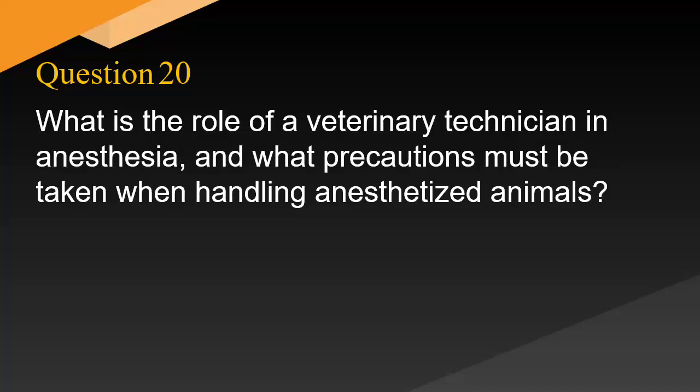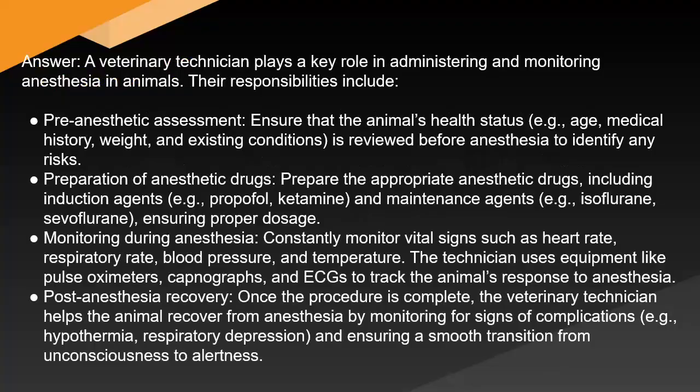What is the role of a veterinary technician in anesthesia, and what precautions must be taken when handling anesthetized animals? Answer. A veterinary technician plays a key role in administering and monitoring anesthesia in animals. Their responsibilities include pre-anesthetic assessment, ensuring that the animal's health status, e.g., age, medical history, weight, and existing conditions, is reviewed before anesthesia to identify any risks.